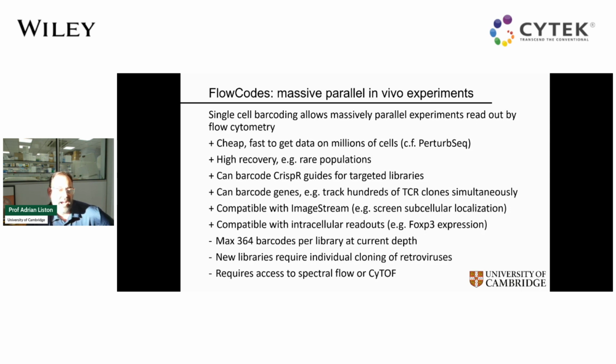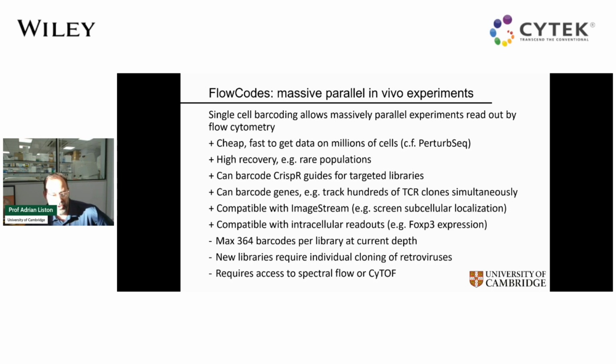We can either barcode in CRISPR guides if we want to create knockout libraries, or we can barcode in mRNAs if we want to look at the effect of genes, for example, tracking hundreds of TCR clones simultaneously or hundreds of antibody clones simultaneously. It's also compatible with ImageStream, so you could screen for subcellular localization, and it's compatible with intracellular readouts such as FOXP3 expression or switching on a cytokine.